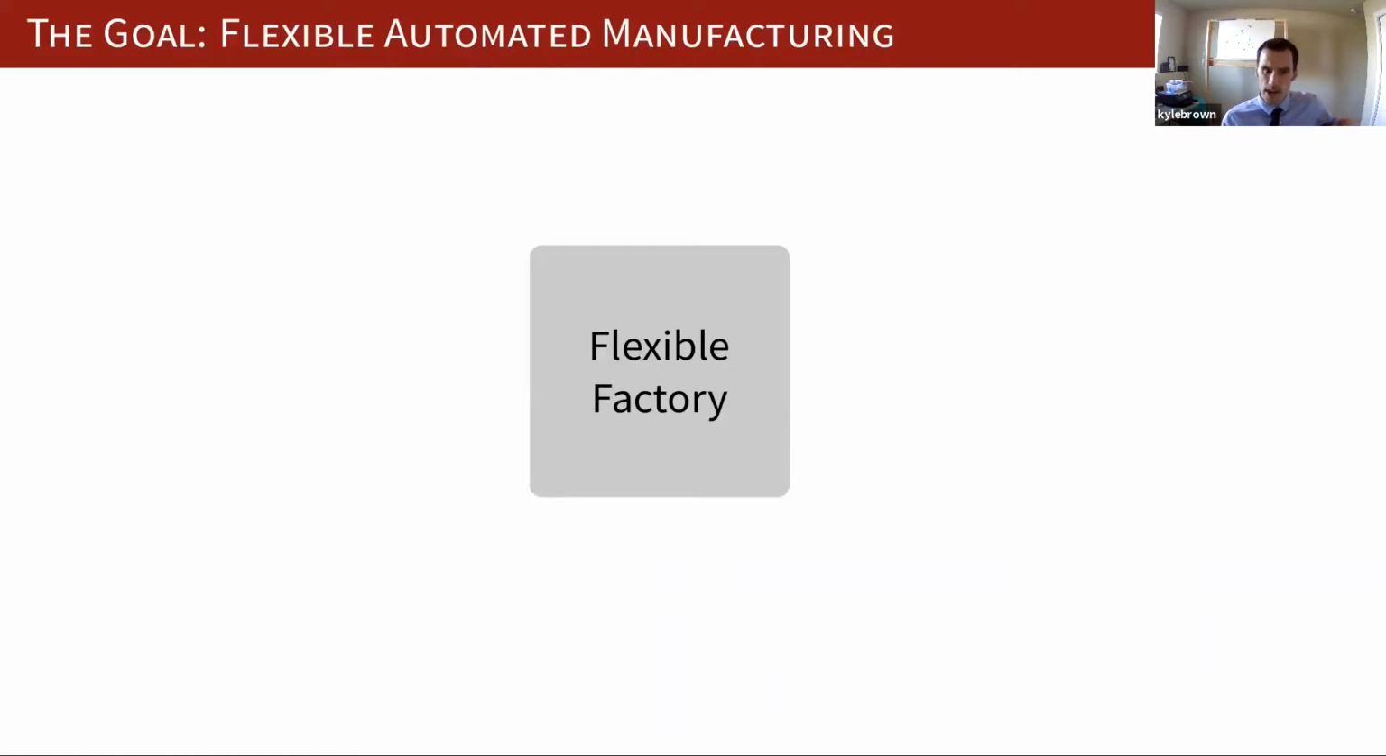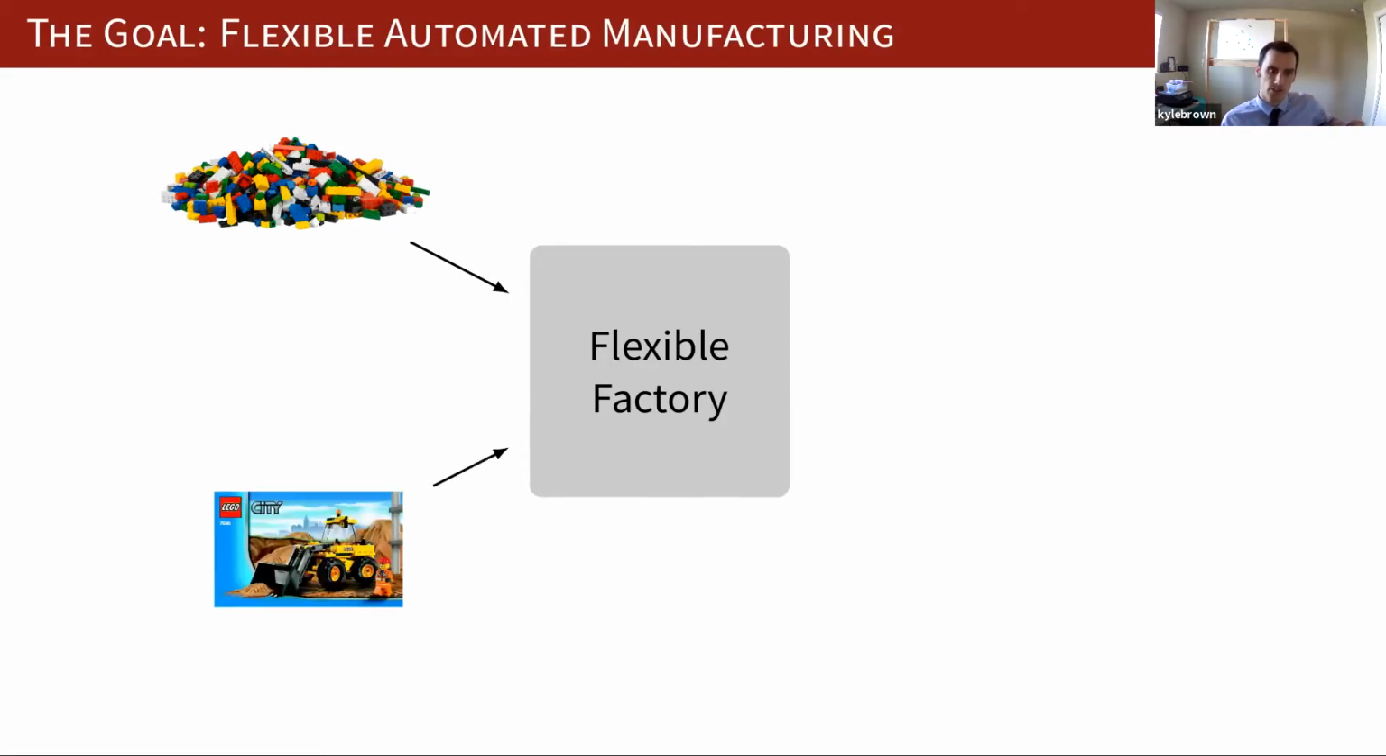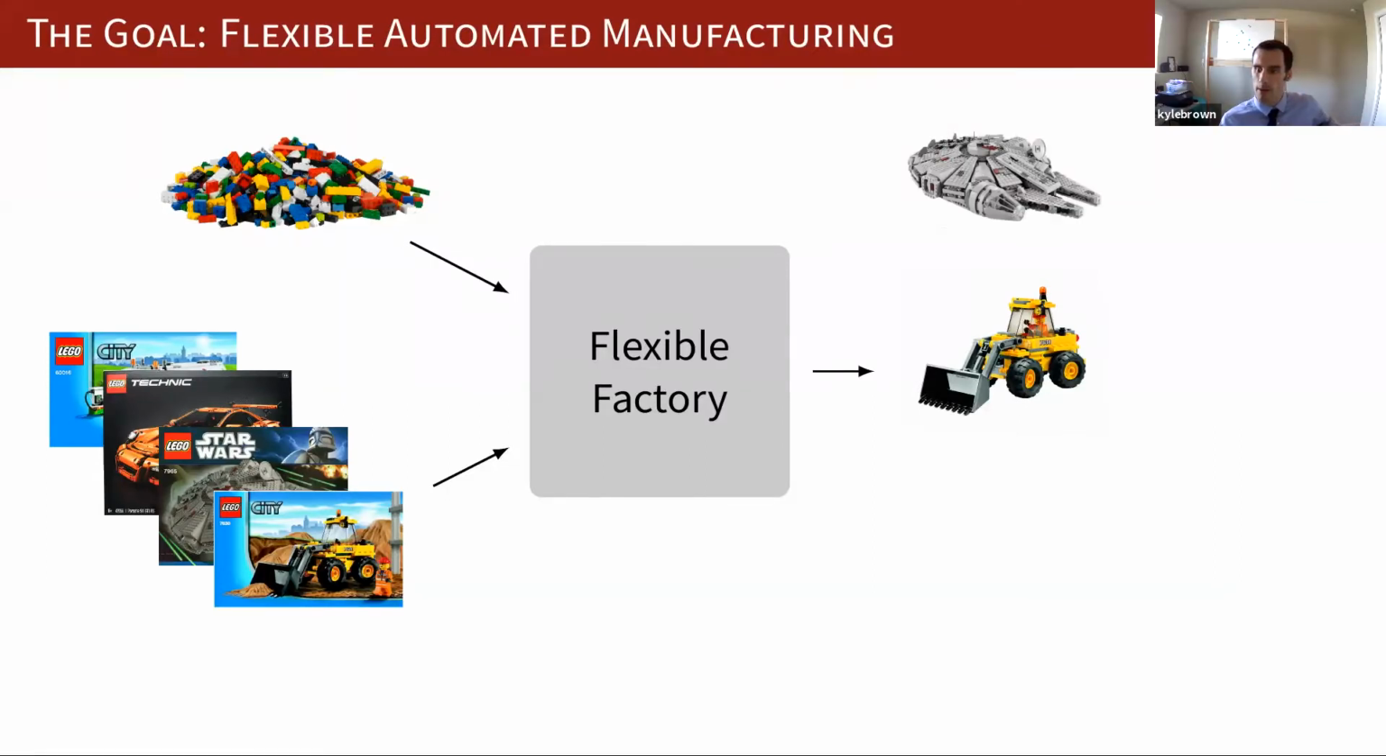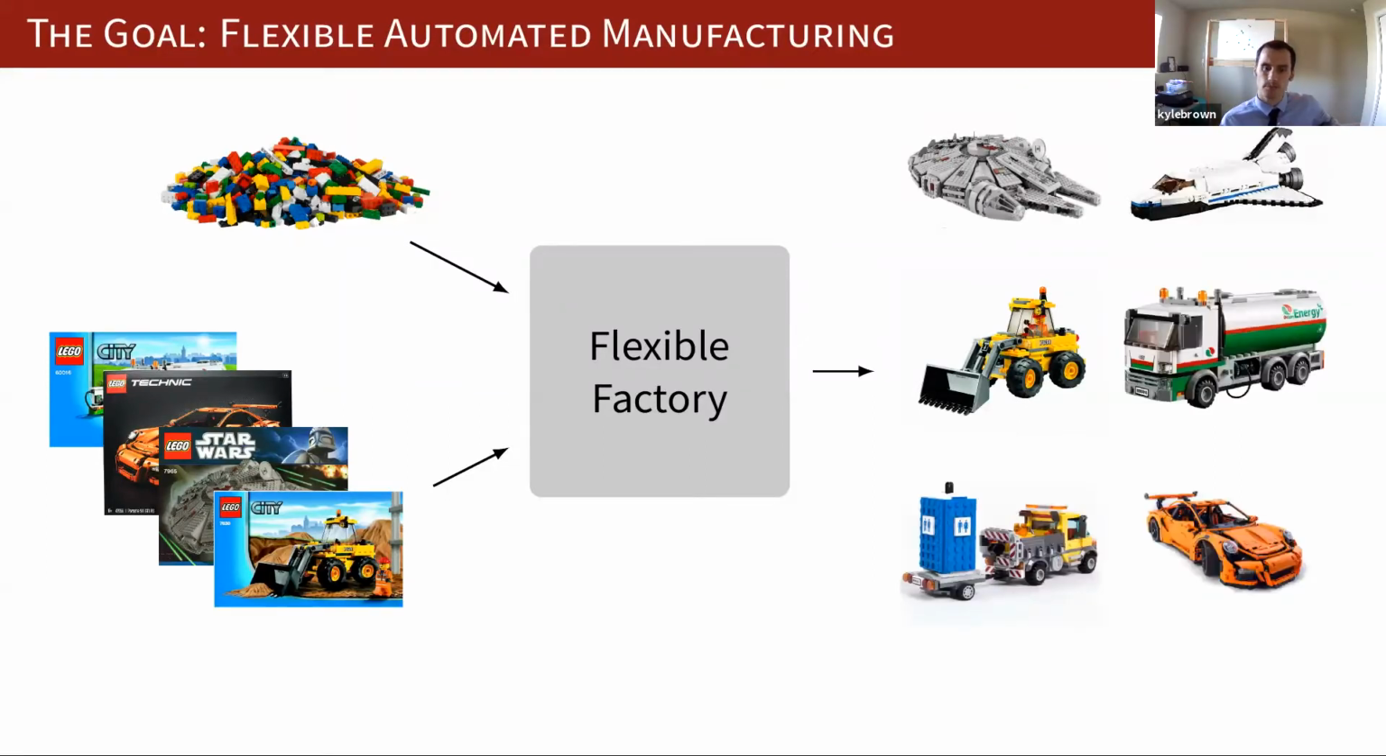So what is a flexible factory? It's a factory to which you can bring raw materials and instructions, and then out of the factory will come whatever the instructions tell it to build. If you want a different product, just put different materials and different instructions in, and out will pop different products.